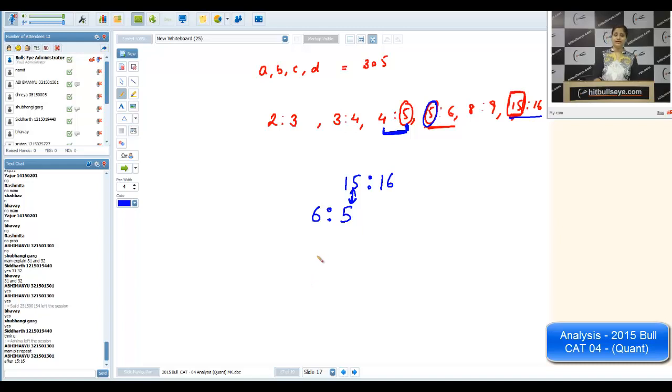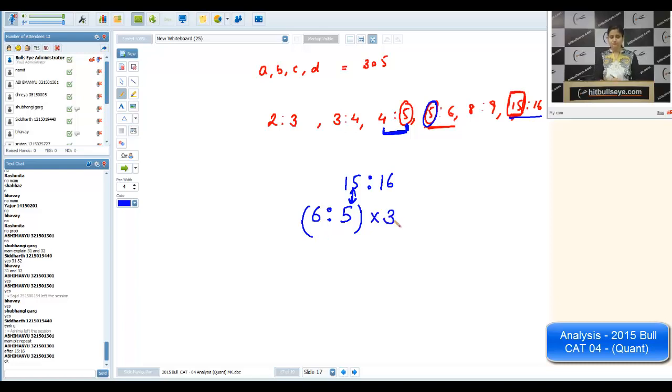I want to take a compounded ratio here. So I'm multiplying the whole ratio by 3. So it will become 18, 15, 6 threes are 18, 5 threes are 15. Now 15, 15 same, that's why we can club these ratios. I'll get 18, 15 and 16.